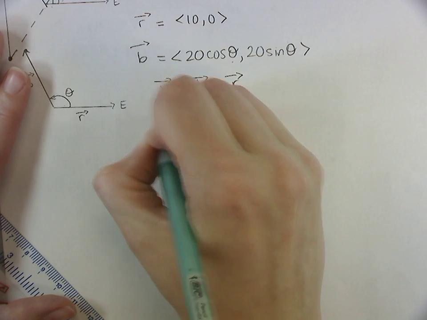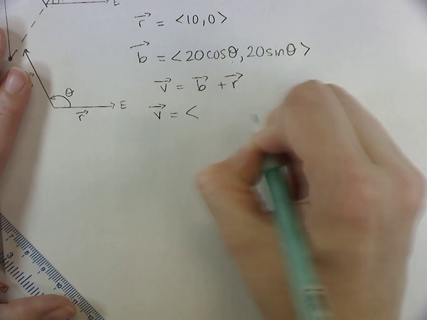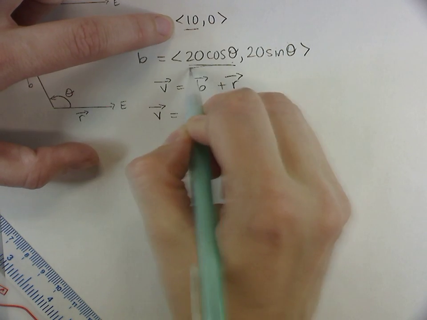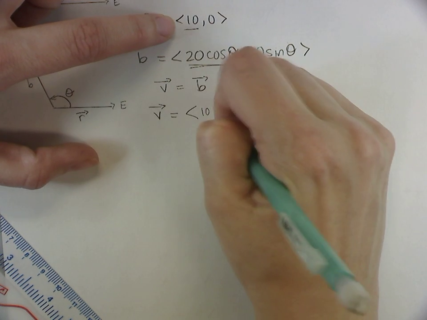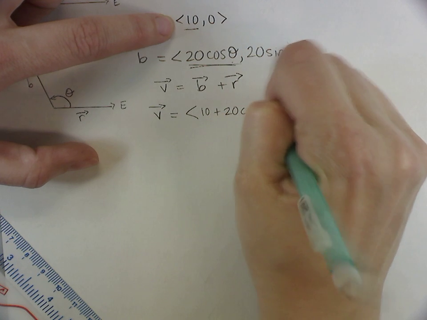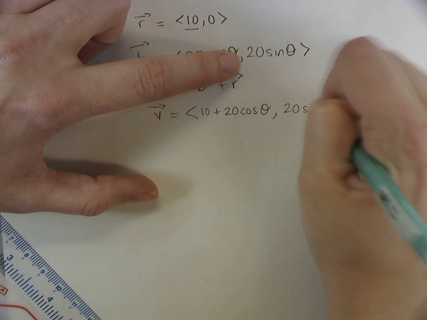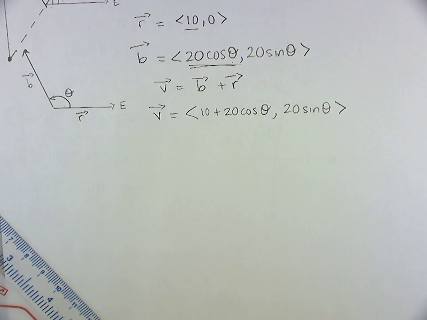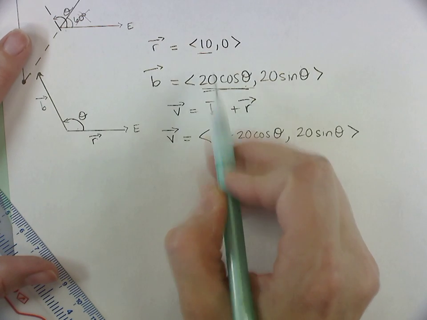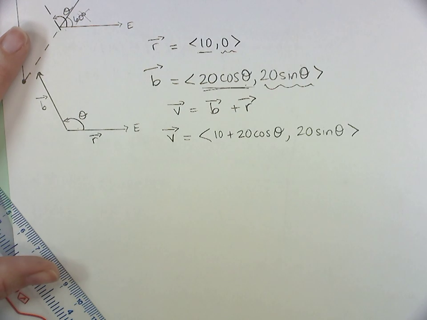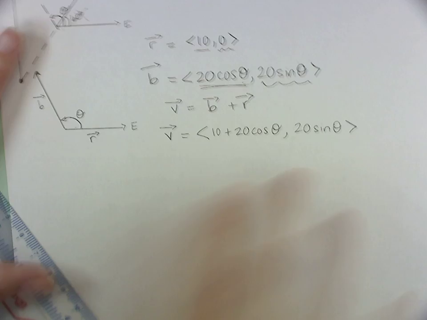And if I add those together, again, I'm going to get an expression. So when I'm adding my two horizontal components, what I have is 10 plus 20 cosine of theta, and 0 plus 20 sine of theta. Okay, so what I'm doing is I'm just adding these two together. So I'm adding the two horizontal components and then I'm adding the two vertical components. Okay, so what I have is an expression.